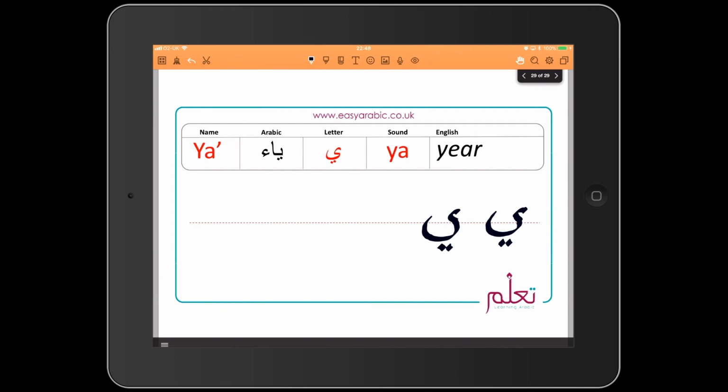So half of it is above, and then the tail, and it comes back above the line. And again above the line, and again above the line. Okay, and the sound is ya.